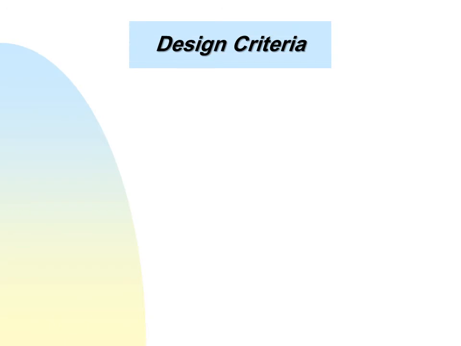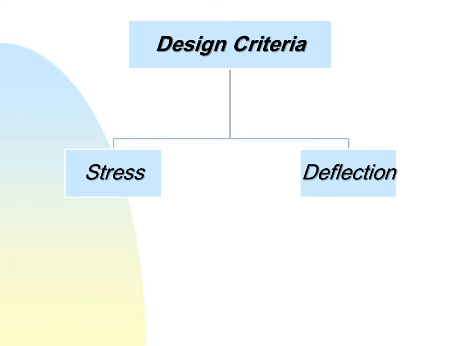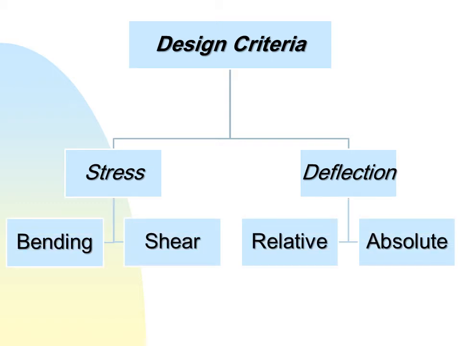Our design criteria here is classified into two main families: stress design criteria and deflection design criteria. There are two types of stresses that you could face here: bending or shear, and there are two types of deflection that you should design for: relative and absolute deflection. Typically, because we are talking about wood in general, these are the four design criteria that will vary from one type of wood to the other, in terms of the values of the allowable stresses and the values of the moduli of elasticity that will govern the relative and absolute deflections.